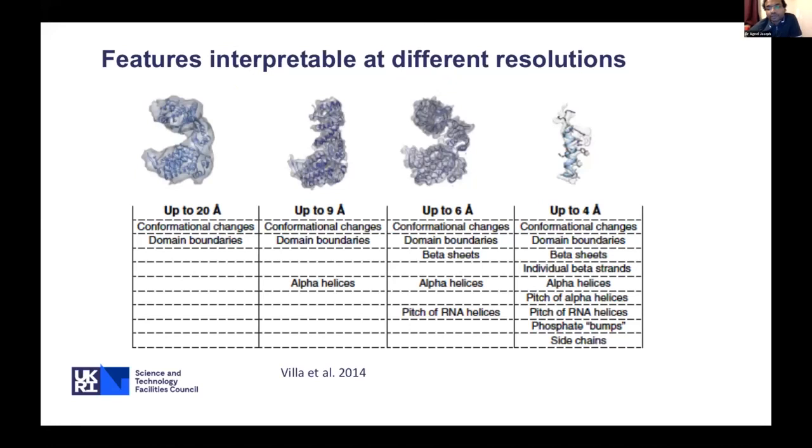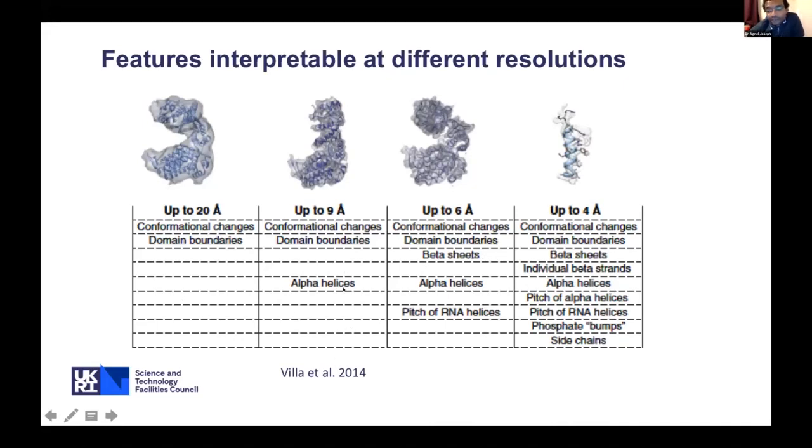So it's really important to give care to the validation and the details in the structure built. As you can imagine, the features interpretable at different resolutions are different. Here is a table showing what features we can ideally interpret at different resolutions. If you're looking at low resolutions, we can identify the broad shapes, for example, the domains or the subunits. If you go to finer, better resolutions, you can interpret better and finer details of the structure.